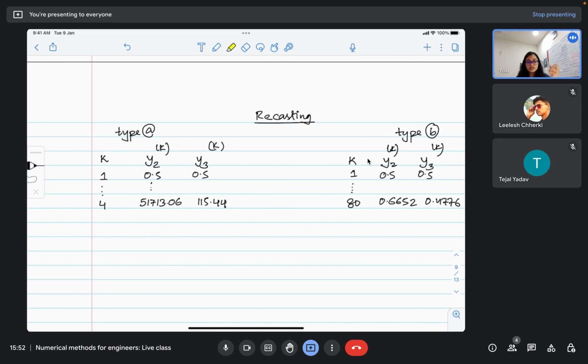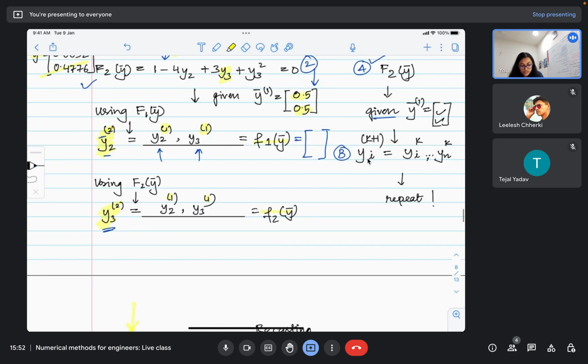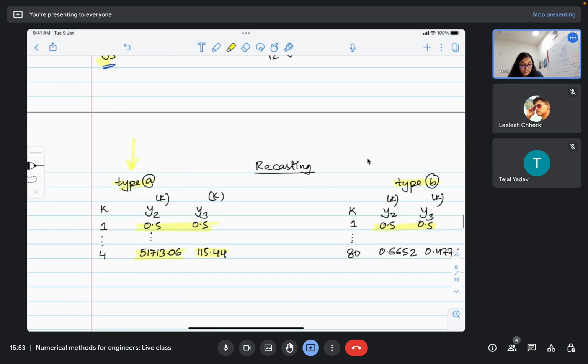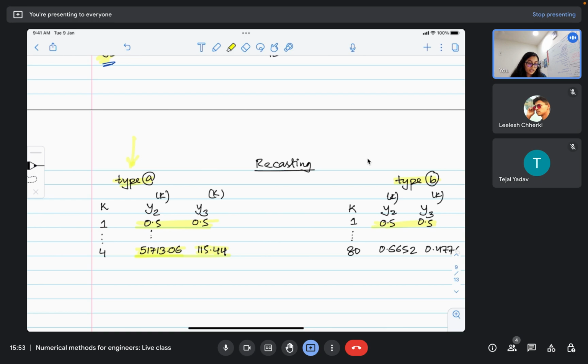Okay, so this was just one example in which I had written down the answer to appreciate the importance of recasting. If those equations that I had written above in this multivariable format were recasted in type A or in type B, you see that with the same initial guess of 0.5 and 0.5, in one particular type it is completely diverging. The solution is supposed to converge at 0.6 and 0.4. In one recasted format it is completely diverging, and in the other recasted format it is converging. So this is the importance of recasting.